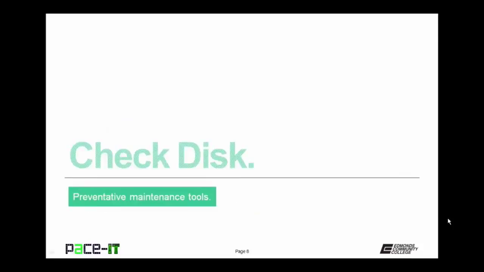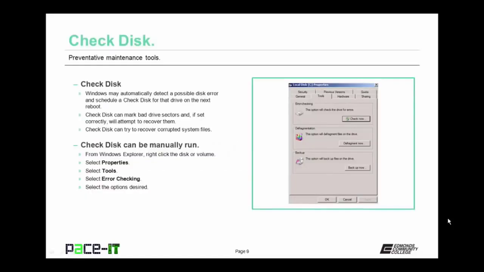Now let's discuss check disk. Hard drives can develop physical errors over time. The Windows operating system may automatically detect these problems and automatically schedule a check disk for that drive on the next reboot. Check disk can mark bad drive sectors and can attempt to recover data from those bad sectors. Check disk can also try to recover some system files.